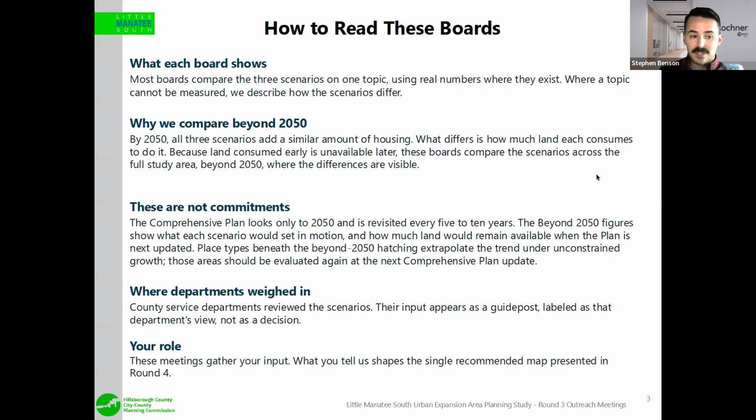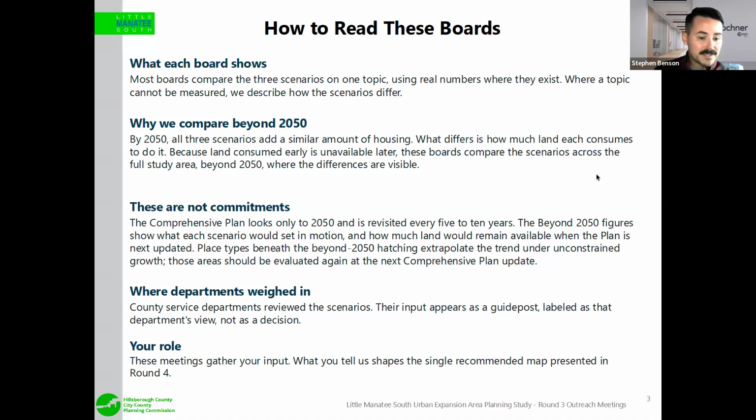It's also important to note that these boards are not commitments. The comprehensive plan is revisited every 5 to 10 years. So the area that we've identified as for future study is simply areas that we're not going to be recommending anything with by the end of this study for the year 2050. So there are areas that would be looked at in the future potentially simply because that's the routine practice is to restudy and revisit the plan every 5 to 10 years.